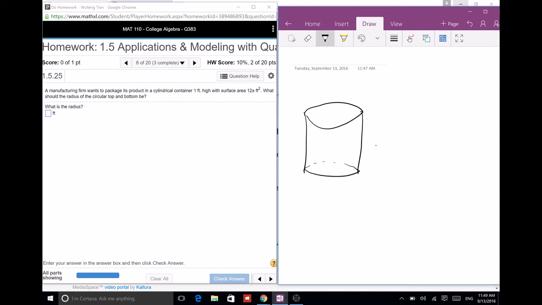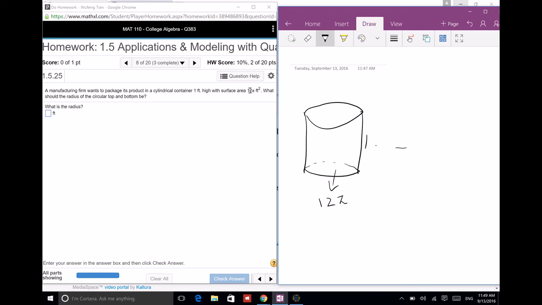A firm wants to package its product in a cylindrical container 1 foot in height. So it's 1 foot in height, and the surface area is 12 pi, so this is 12 pi feet squared. What should be the radius of the circle, the top and the bottom? Okay, this is pretty simple.